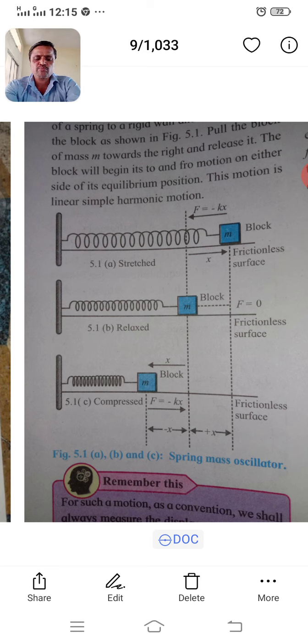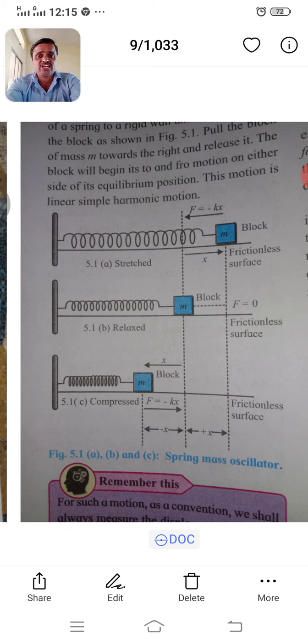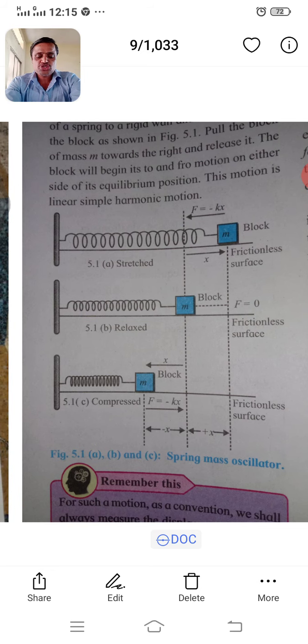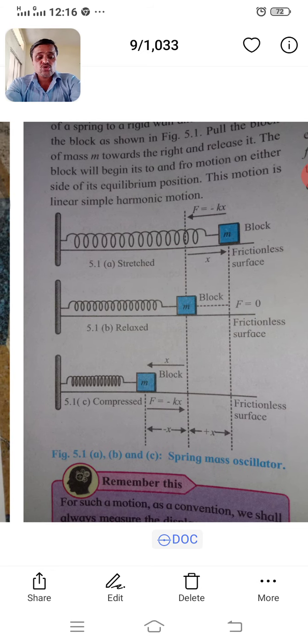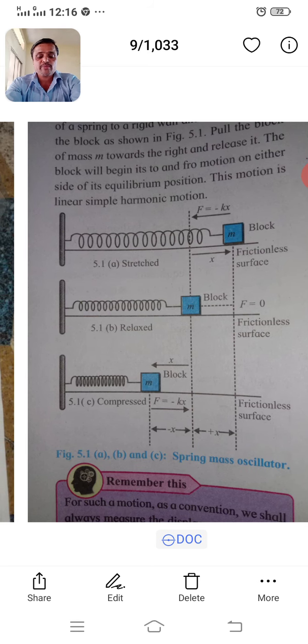Therefore the acceleration of the block is given by a is equal to F upon m, according to Newton's second law, F is equal to ma. So a means acceleration: a is equal to F upon m, which is equal to minus kx upon m, since we already know that F is minus kx. In short, a is directly proportional to minus x, where a is the acceleration of the block. This shows that acceleration is also proportional to the displacement, and its direction is opposite to that of the displacement.